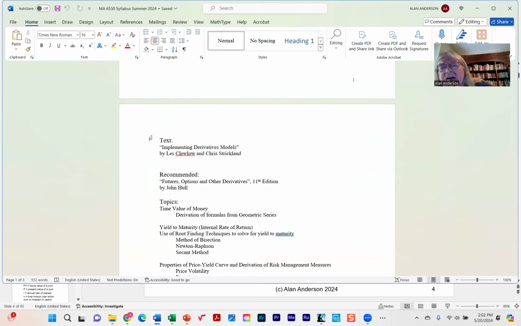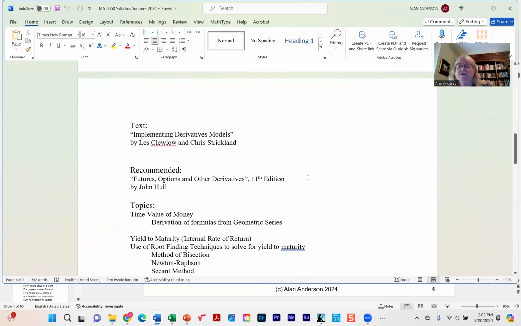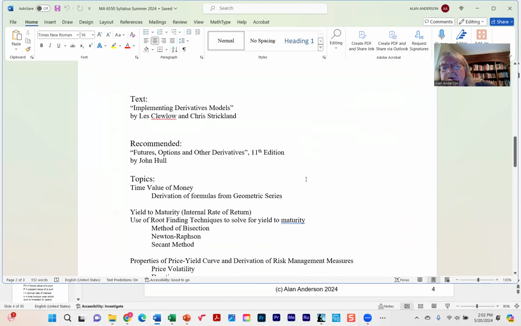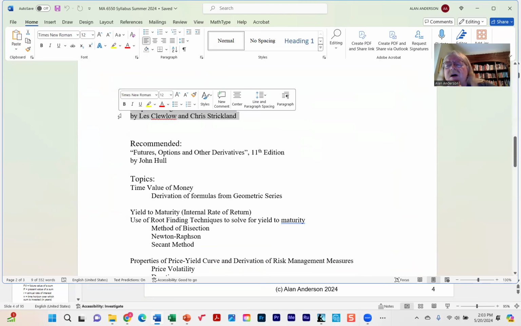So there is a book that I've written the notes based on. It's called Implementing Derivatives Models. And its companion, I guess, is this classic textbook called Futures, Options, and Other Derivatives by John Hull. It's been around forever. It's the gold standard of derivatives textbooks. And they're up to, I believe, the 11th edition now. So basically, what Clelau and Strickland have done is they've taken Hull's book and they've used his notation and his models to create algorithms to help us implement Hull's models.